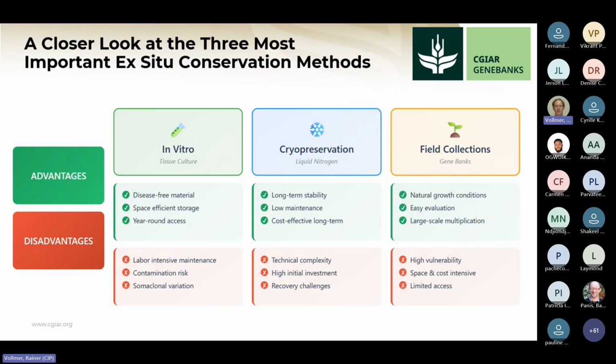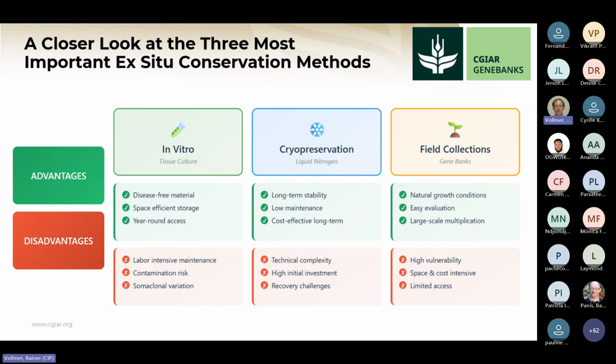For cryopreservation, the main advantage is, of course, long-term conservation. Low maintenance cost, you do it only once, if you do it right. So it's very cost effective in the long term. But on the other side, it's complex, as you have also seen from Bart's presentation. You need a high initial investment, and also you have recovery challenges. You have to develop a protocol for each crop. It's not something that works for all of them. There's no golden solution.